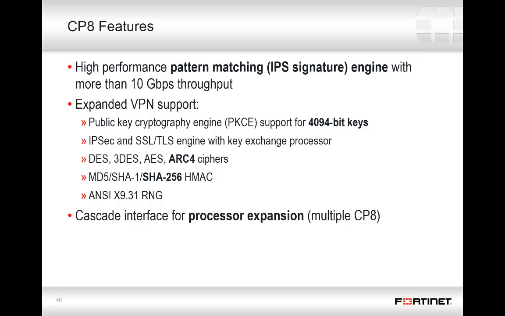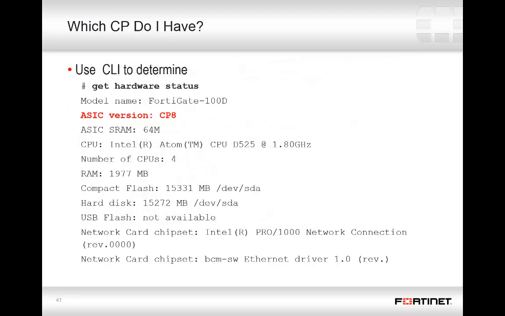The newest generation is CP8. It adds an IPS engine for pattern matching, that is, IPS signatures, expands cryptographic support with newer algorithms such as ARC4 and SHA-256, and large public keys. Additionally, CP8 performs much more impressively, and CP8 chips can be stacked for scalable solutions. The CLI command get hardware status can be used to determine the CPU revision a FortiGate unit has.